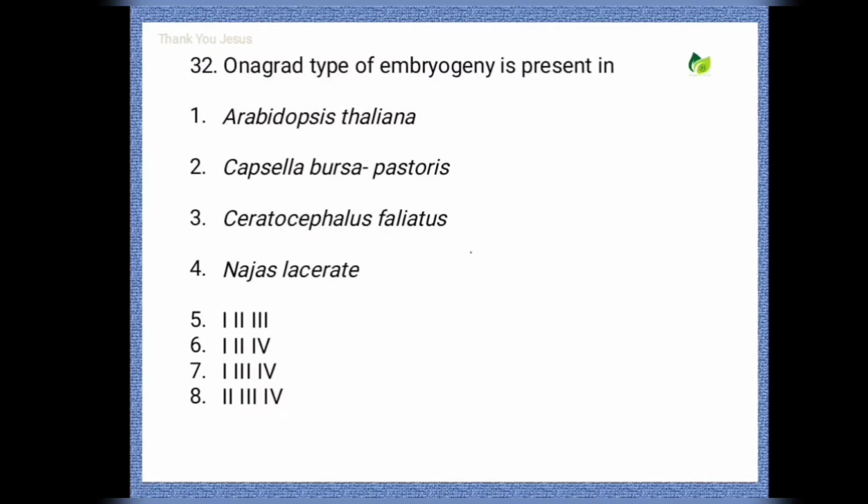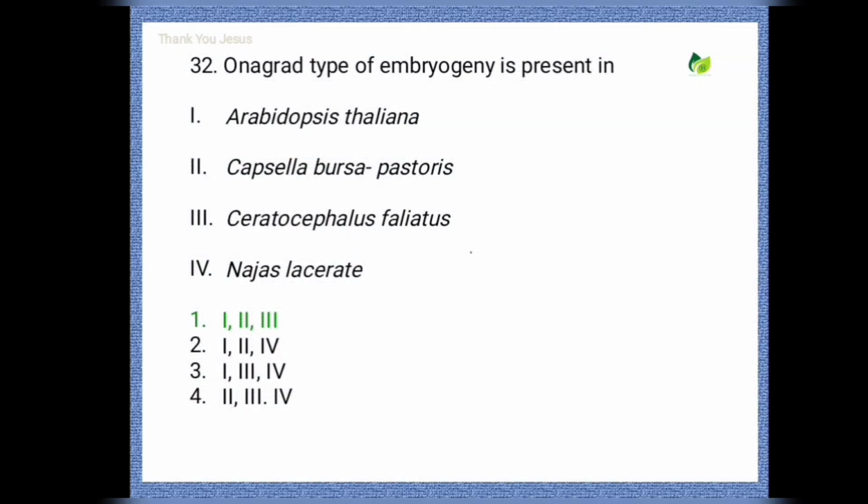Onagra type of embryogeny is present in. Here there are 4 examples given. So from these we have to pick the 3 correct examples. They are examples for Onagra type of embryogeny. Okay. So the first one is the correct option. That means Arabidopsis thaliana, Capsella bursa-pastoris, Ceratocephalus foliatus. They contain Onagra type of embryogeny.